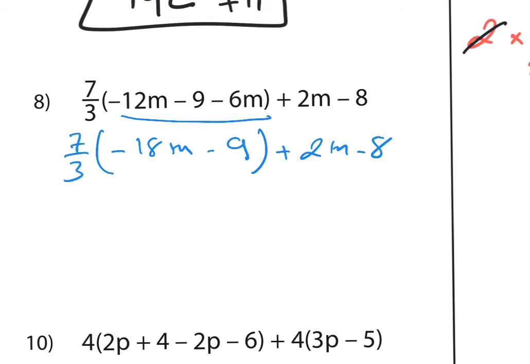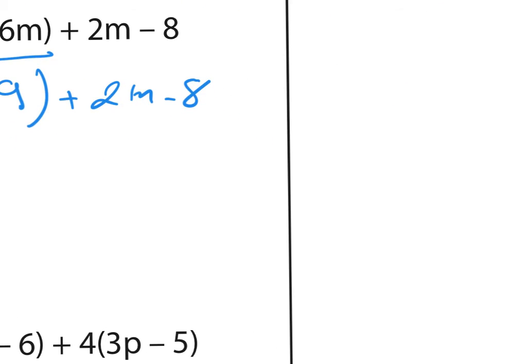Well, we're going to do the same thing. As you can see here, we're going to distribute 7/3 with negative 18m. Now, 7/3 times negative 18m. Again, remember, we can simplify 18 with 3, and 18 divided by 3 is 6, right? So 6 times 7 is 42, and negative 6m times 7 would be negative 42m, right? So we got this one there.